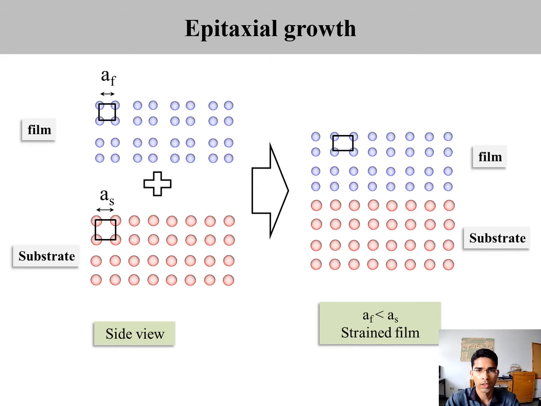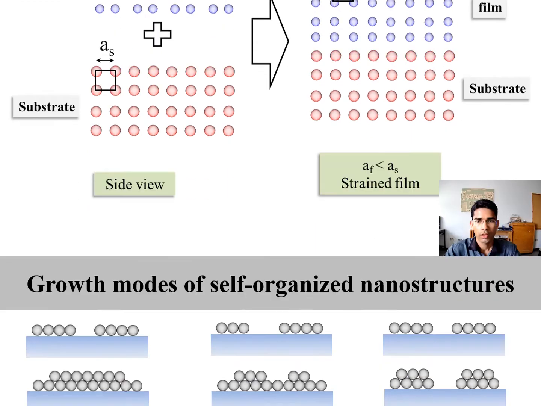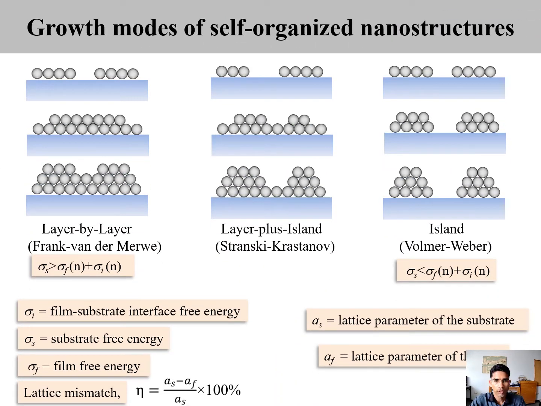In epitaxial growth, the deposit follows the crystallographic orientation of the substrate, but there is always a lattice mismatch between the substrate and the film, so strain builds up on the film or on the nanostructure. Not only the strain, but also the surface free energy plays a vital role. If the surface free energy of the substrate is higher than the sum of the film free energy and interface free energy, then we observe layer by layer growth, and in the reverse situation we observe island growth, and in between the two situations we observe layer plus island growth.